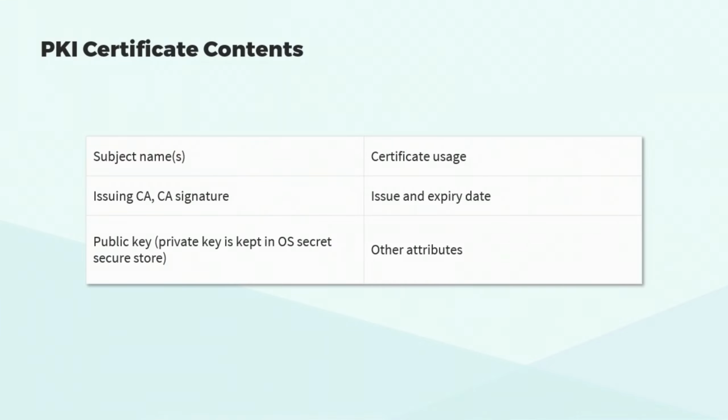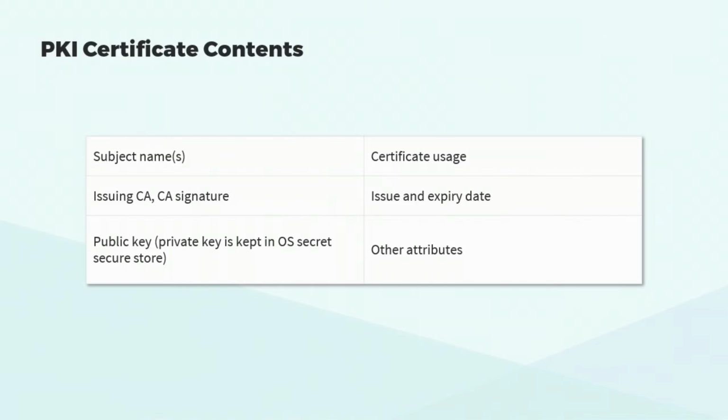So when it expires, it can no longer be used. The public key is actually a part of the PKI certificate. The related private key is kept in the operating system secret storage location. There might be other attributes added to the certificate as well.